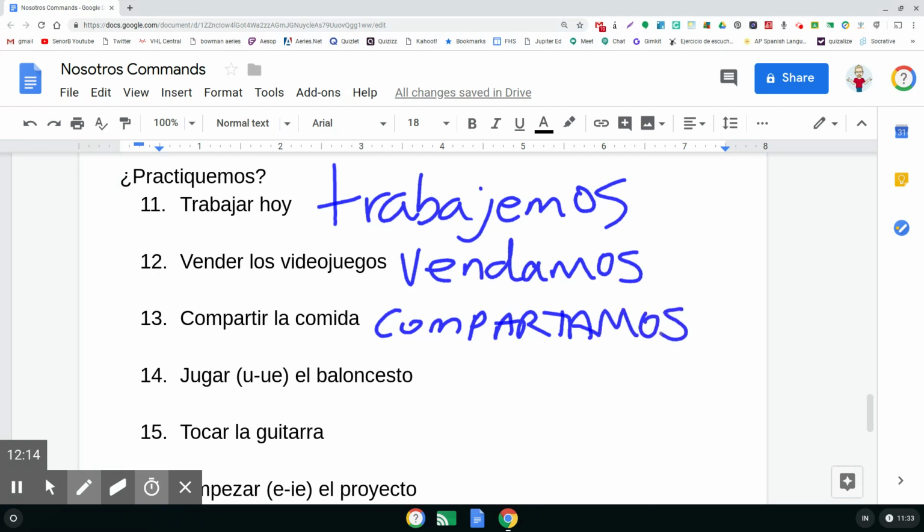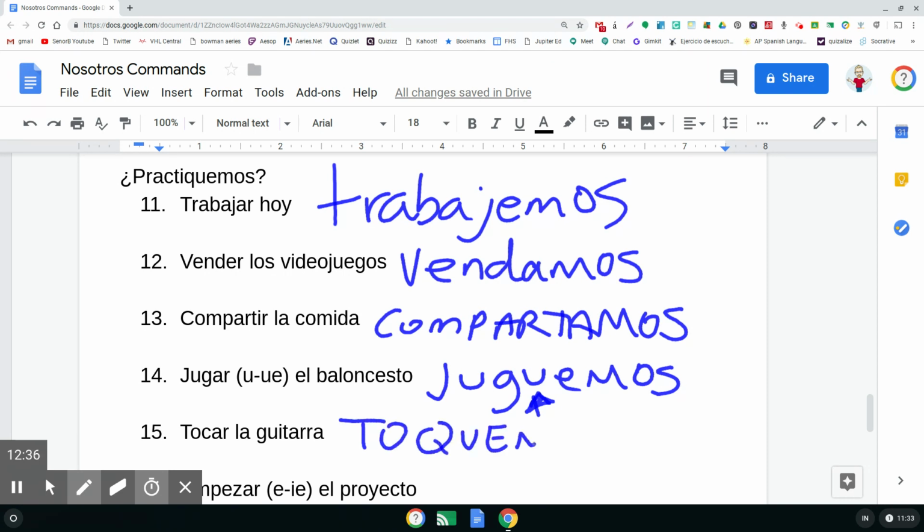Jugar a baloncesto, let's play basketball. Now, jugar is a boot verb, but it's not an IR boot verb, so I do not need to worry about that change. But it is a gar verb where I have to stick that extra U in there to keep the G sound. That's supposed to be an arrow. That's a good arrow. So, juguemos al baloncesto. Let's play basketball. Tocar la guitarra. This is a car verb, right? So I've got to do something to keep that K sound. So I've got toquemos la guitarra.